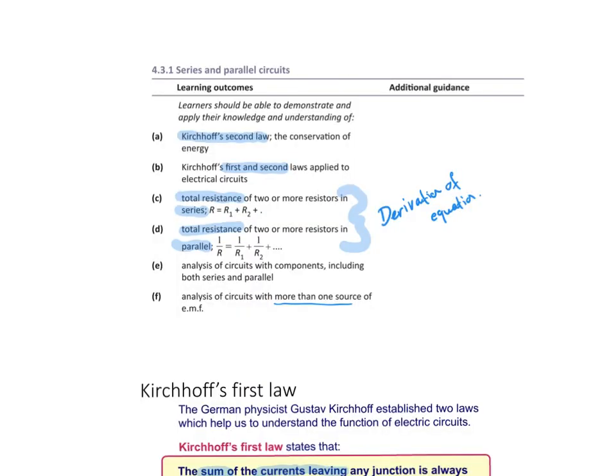So going back to the learning outcomes, we have looked at Kirchhoff's second law. We applied first and second law to circuits. We proved the total resistances, how to calculate them. We have looked at analyzing circuits that are both in series and parallel. And we have looked at one example of how to use more than one source of EMF, but we will obviously do more questions in class that will apply all of this content.